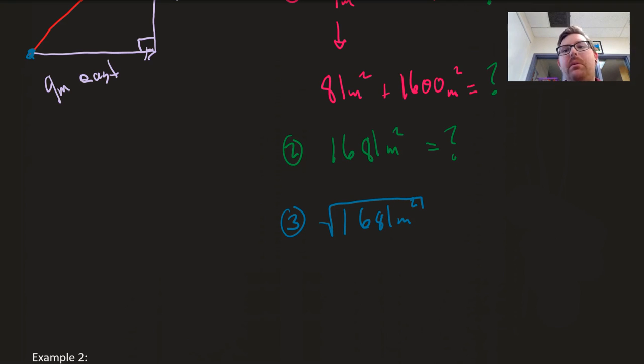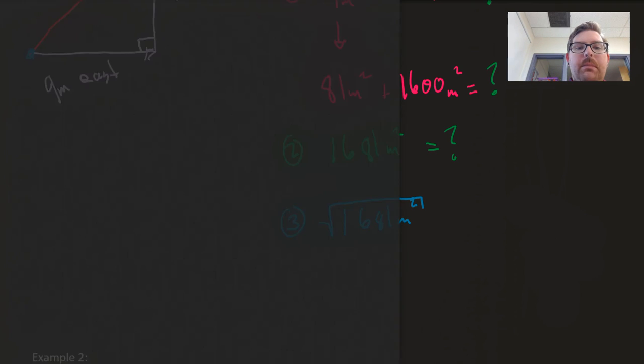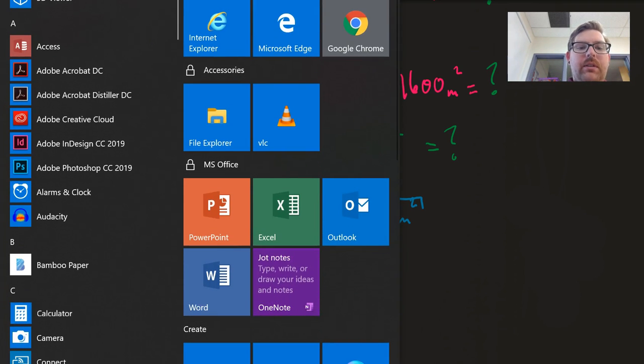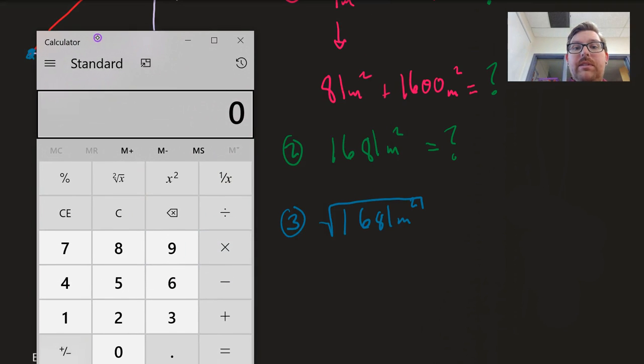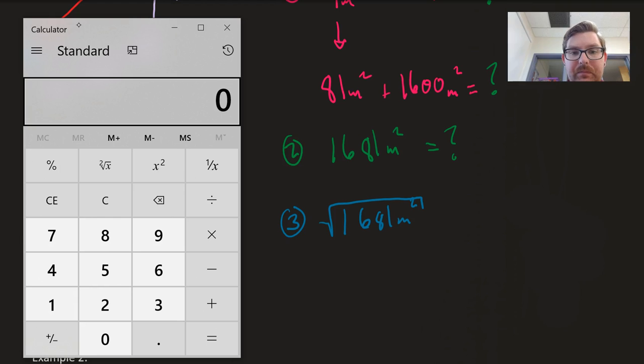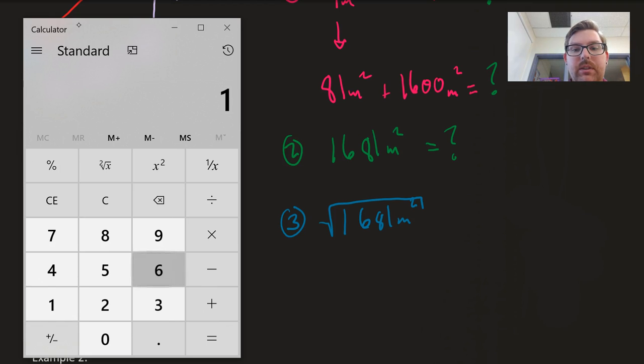Now, there's a lot of different ways of doing this. Obviously, we've gone over it in class, but I don't really have any reason to do that right now. So I'm going to use this very standard calculator. I might have to try to figure it out while I'm doing this. 1,681. Take the square root.